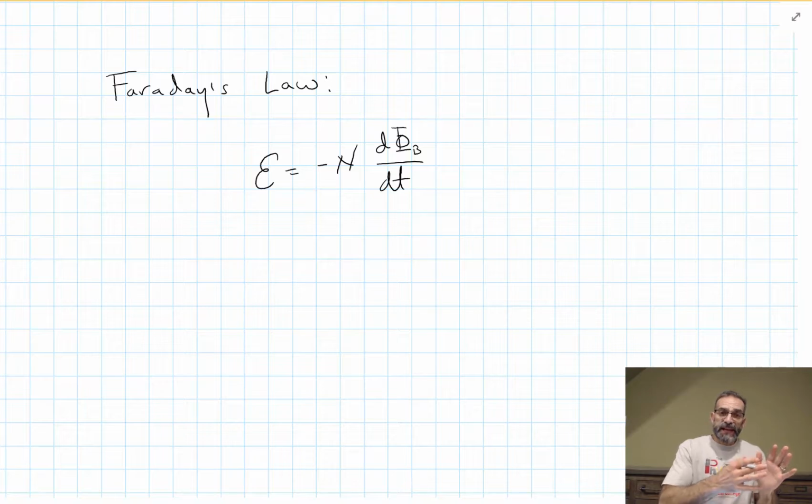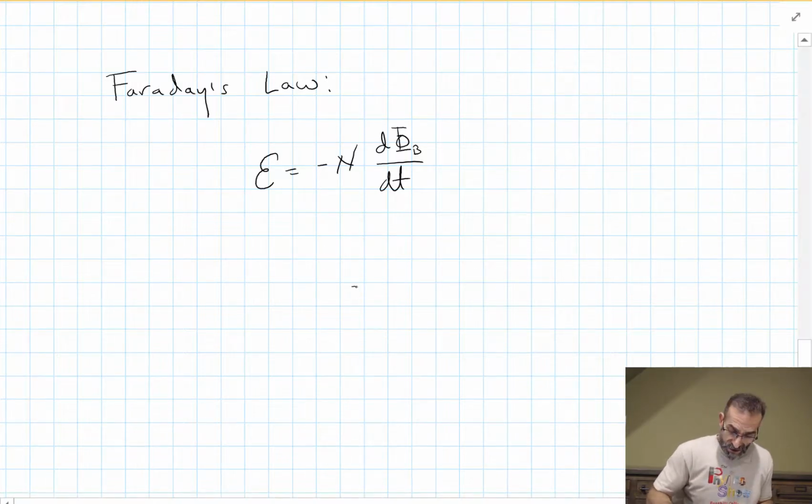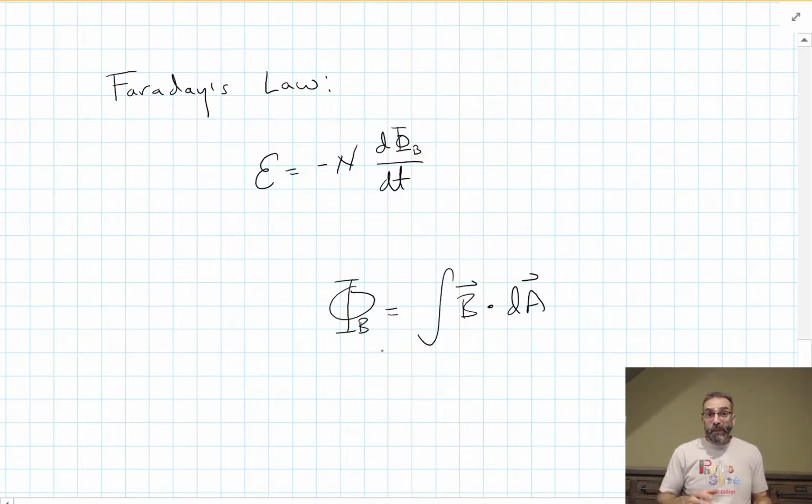But if there's no path for the electrons to move, we would still have an EMF induced in that region of space. Flux, we know, is the integral of B dot dA. What could cause the flux to change? The magnetic field. And that's the example we did in the previous video.